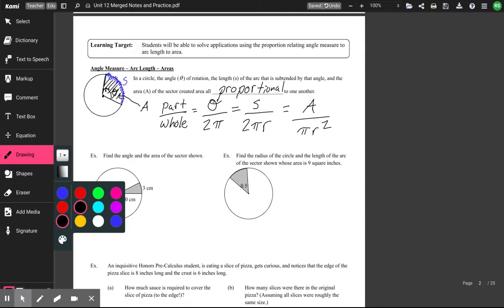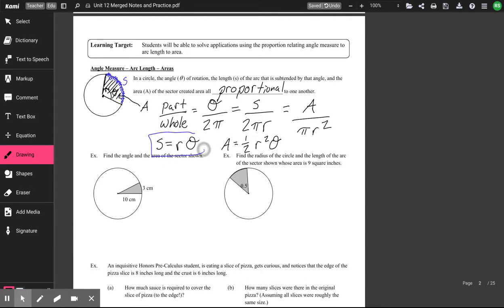If we think about these proportions being equal to one another, then we can find the arc length by multiplying the radius times our angle of rotation, theta. We can find the area from 1/2 times r squared theta.